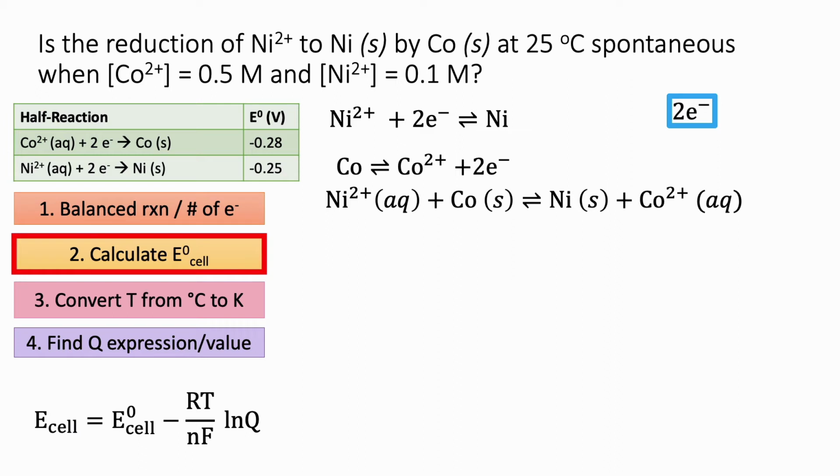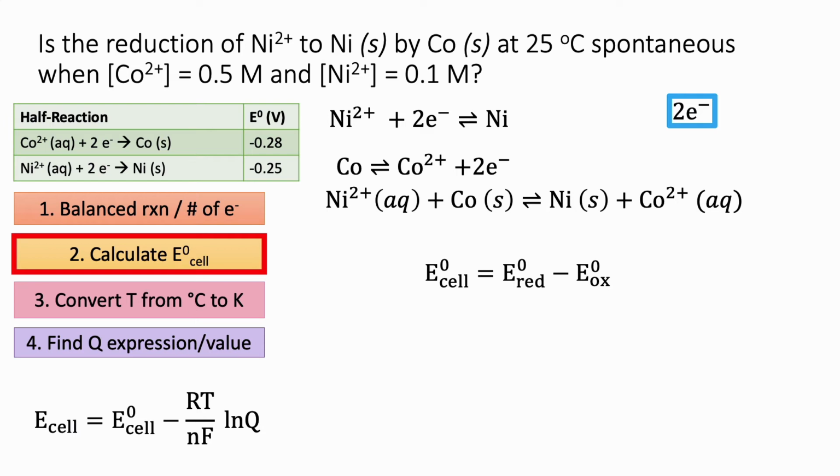So the next thing is to calculate the standard cell potential. And so what we're going to do is look at our reactions. We have our nickel being our reduction reaction, and we have our cobalt being our oxidation reaction. And so we can plug that into our equation for cell potential, and we're going to have negative 0.25, which is our reduction reaction, nickel.